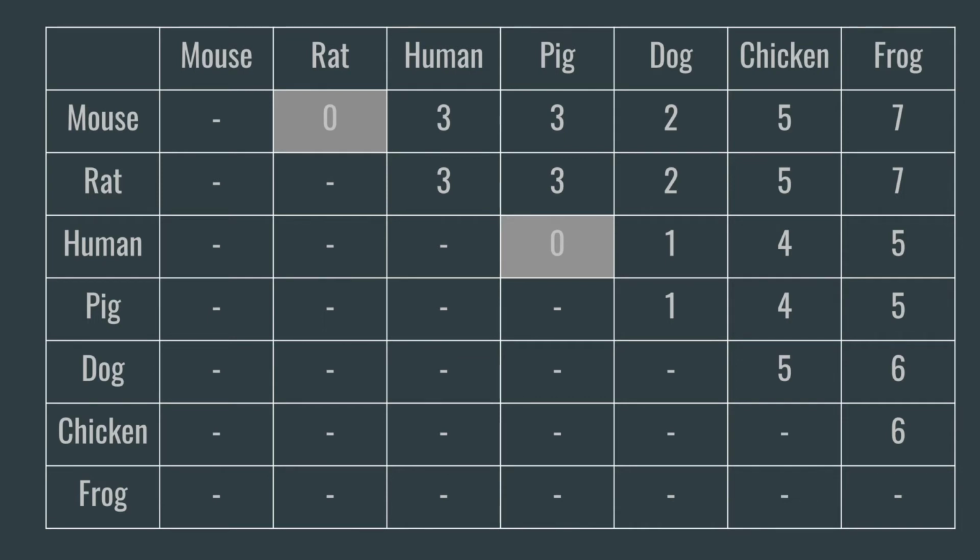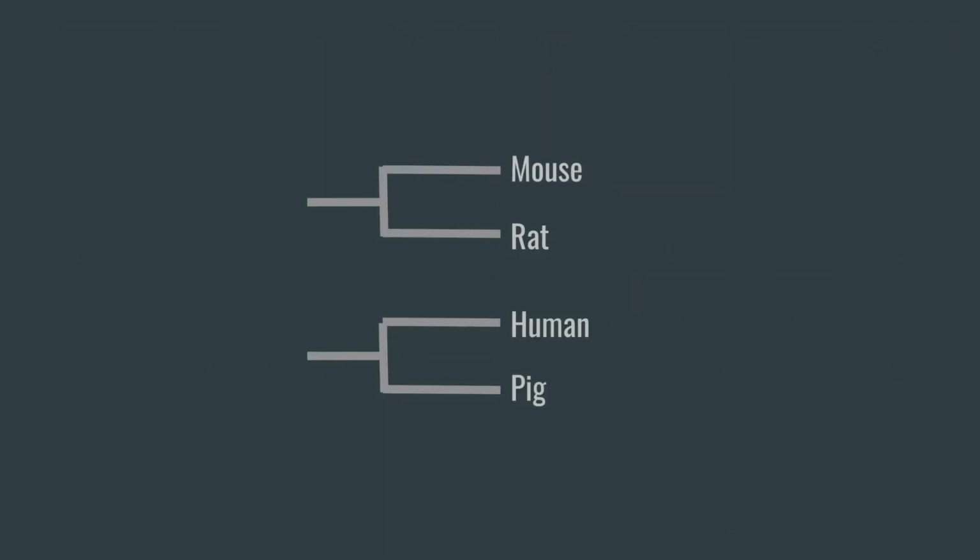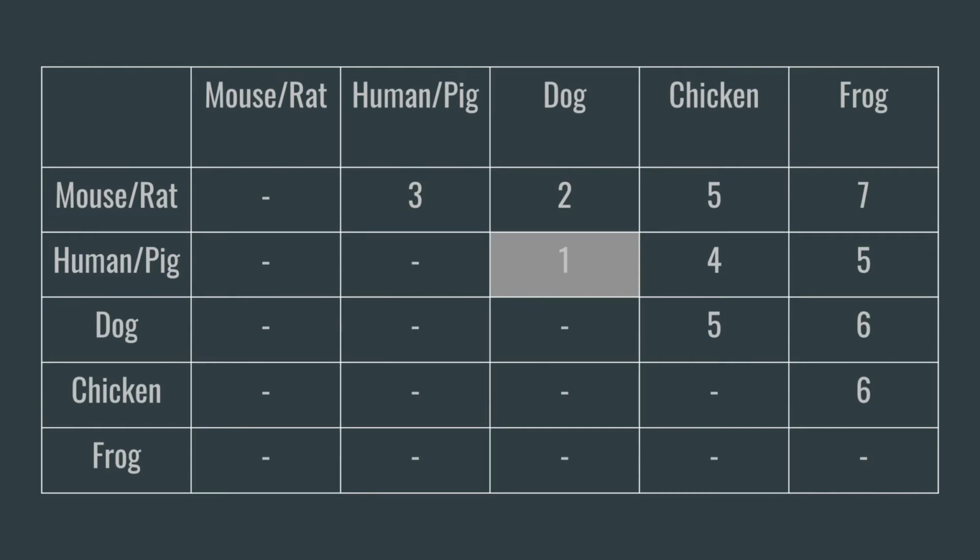Once we are able to identify this, then we will be putting these organisms into clusters. So we now have a cluster for a mouse and a rat, and that for a human and a pig. So the mouse and the rat are sister groups, and the human and the pig are also sister taxa. After which, we are going to look at the differences between the mouse-rat cluster, the human-pig cluster, and the dog, the chicken, and the frog. So the question that we are going to answer is, to which cluster is the dog more closely related to?